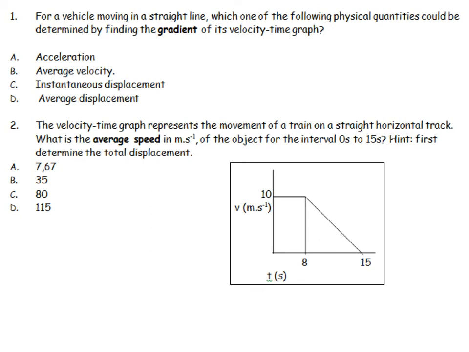For a vehicle moving in a straight line, which one of the following physical quantities could be determined by finding the gradient of its velocity time graph? We know the gradient of a velocity time graph is acceleration. So if it's acceleration, we need to look for acceleration. Done.